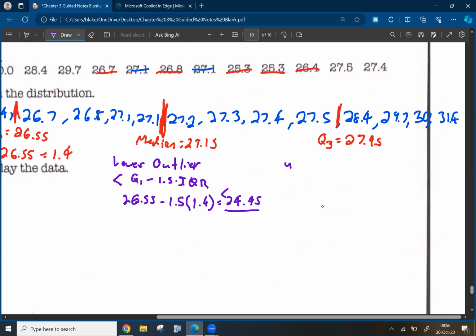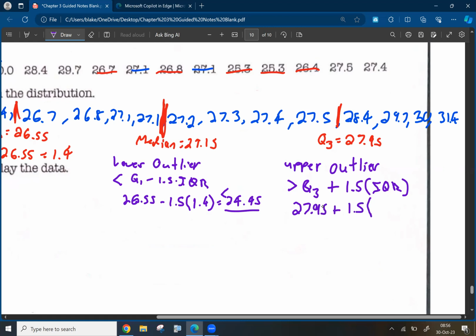Now let's talk about an upper outlier. An upper outlier is anything greater than Q3 plus 1.5 times the IQR. So if we follow this, Q3 is 27.95. We're going to add 1.5 times the IQR, which is 1.4, and this gets us 30.05. So anything larger than 30.05 is an outlier.